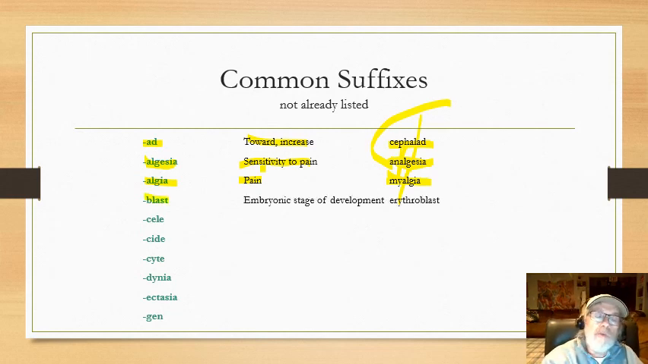Blast. If you see the word blast at the end of anything, it's an embryonic stage of development, which means it's a very early cell. It's not a fully grown adult cell. It's a juvenile cell. Erythroblast would be an immature red blood cell. Okay, red blood cells, we'll talk more about those later on.